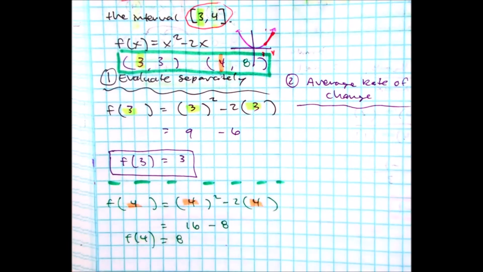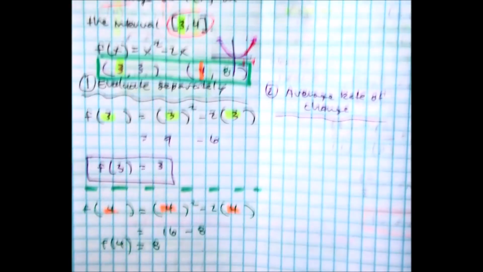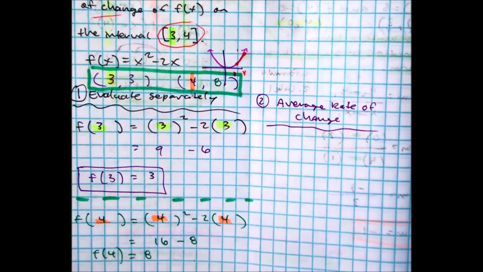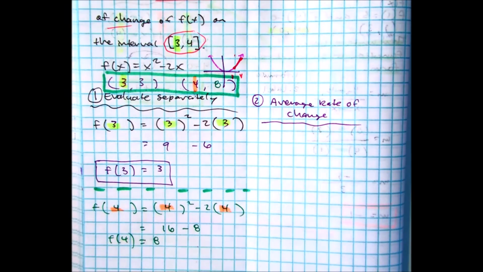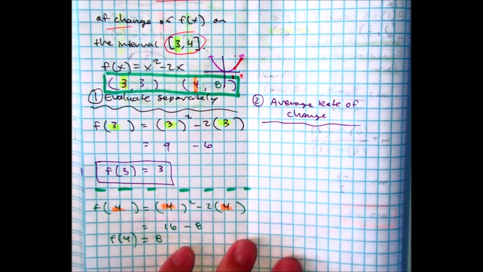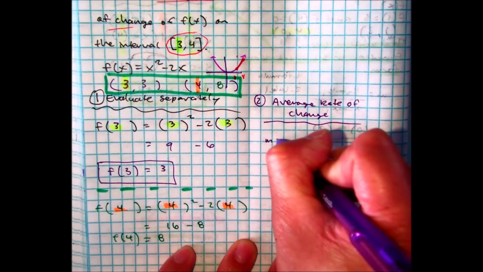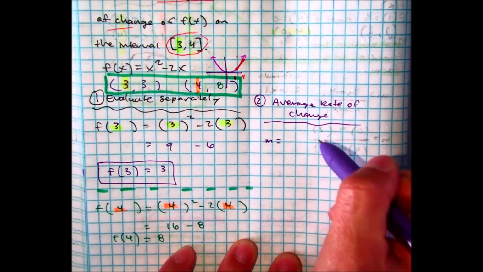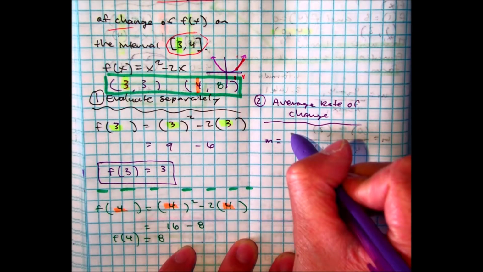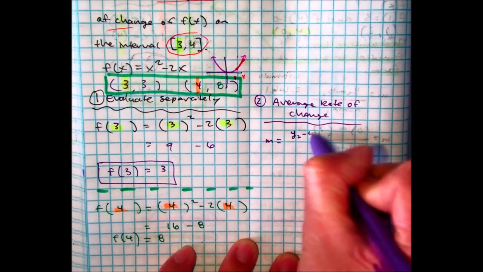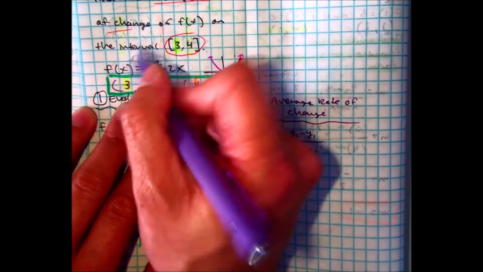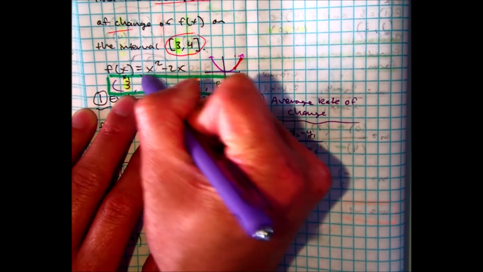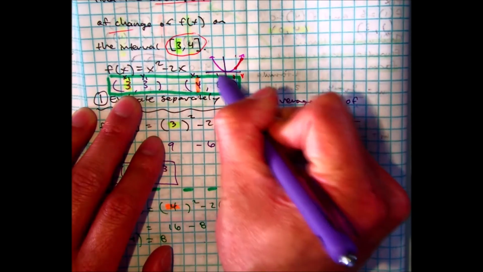Another word for average rate of change, class, is slope. Partner A, tell partner B what's the equation for slope. Raymond, what's our equation for slope? Y equals y2 minus y1 over x2 minus x1. So remember, you can label these: x1, y1, x2, y2.